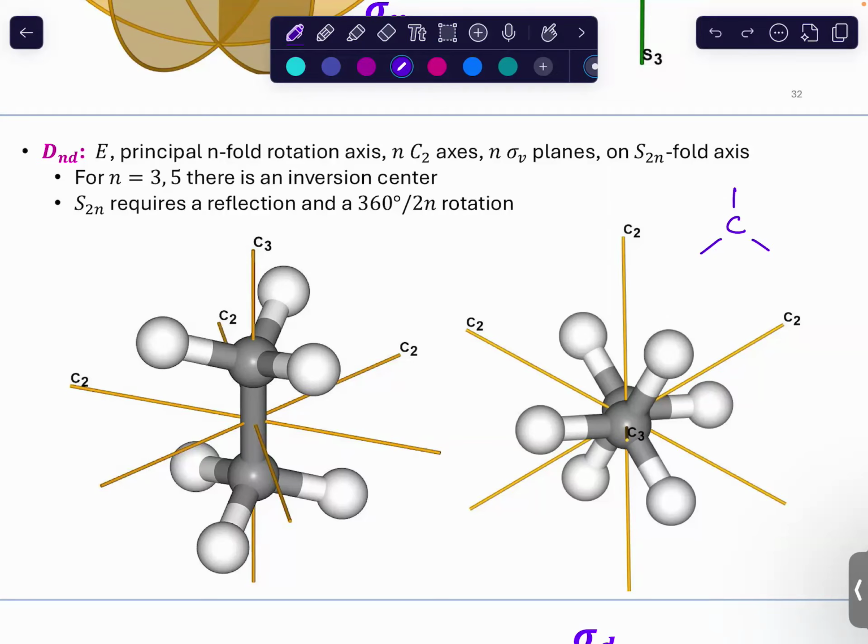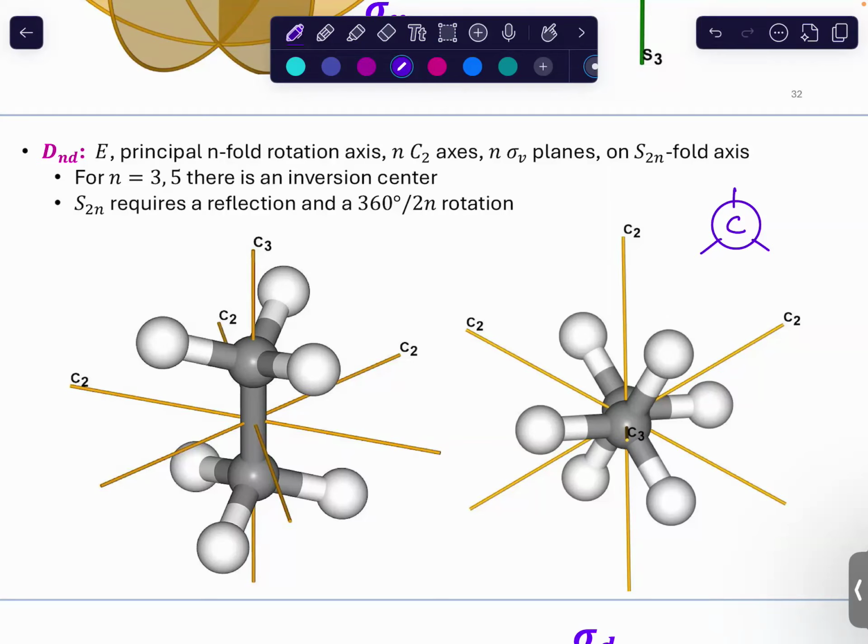So you get this. And it's like you're looking right down. The one on the right, it's like you're looking right down the center. This is called the staggered configuration. Staggered. Yeah, that makes sense. So that's something you want to remember for organic chemistry.